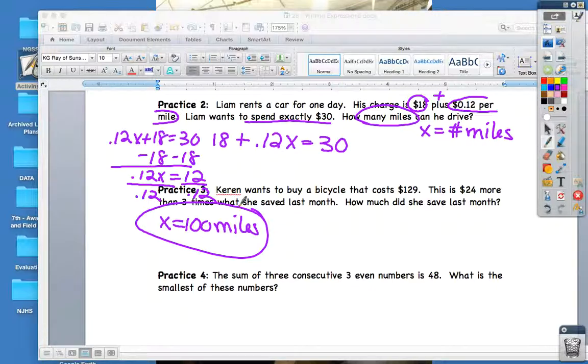So if I have 100 miles and I spend 12 cents a mile, that's $12, right? Plus the $18 gives me my total of $30 that I spent on my car. So go back, plug in the information that you came up with, and see if you get it correct.